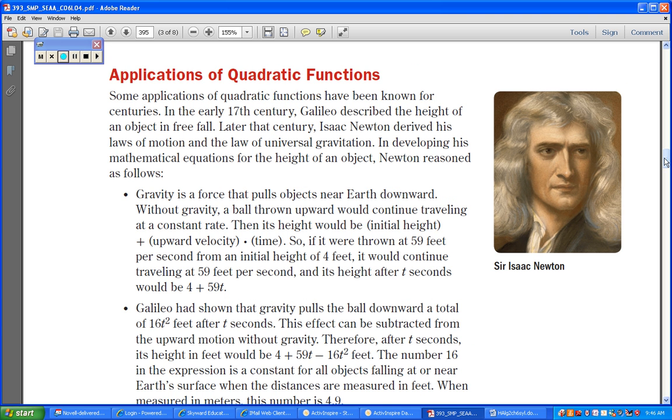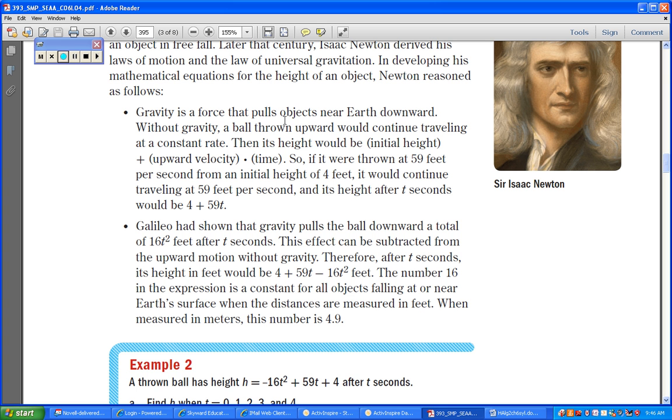And here's what I want you to talk about. Gravity is a force that pulls objects near Earth downward. Duh, you're all saying, we know this. But without gravity, this is very hard for kids to picture. If there is not gravity, if I throw a ball up into the sky, it's going to continue traveling at a constant rate. It will never slow down. It'll just keep on going up forever and ever.